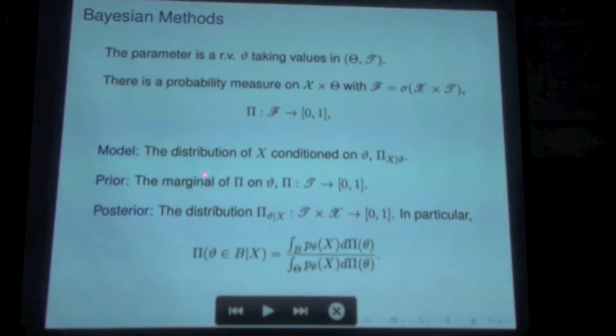The prior, of course, is the marginal of theta with respect to this distribution pi, with respect to one of the parameters. And the posterior is the probability of some theta given some observations. The posterior is the probability of theta being in some subset B given some observations, and this is just the ratio between this measure over B over the measure of the complete set. This is just, let's say, Bayes' theorem.